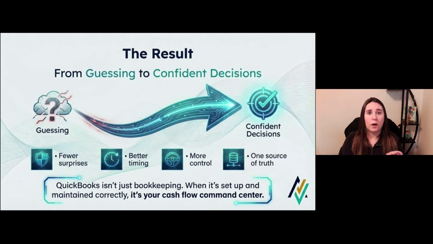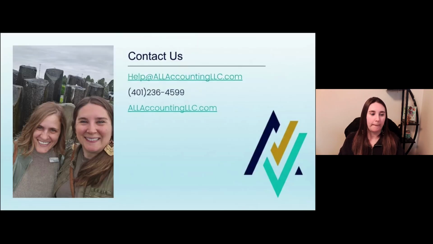You can control what is happening. You can forecast out and see if there's going to be dips within your cash. And instead of just being like, oh crap, next week we're in a hole of $2,000, instead of having those surprises, when you're entering information and entering in those due dates, you can plan it and really understand what's coming ahead and pivot if you need to. QuickBooks isn't just bookkeeping, it's really, when it's maintained correctly, your cash flow command center.